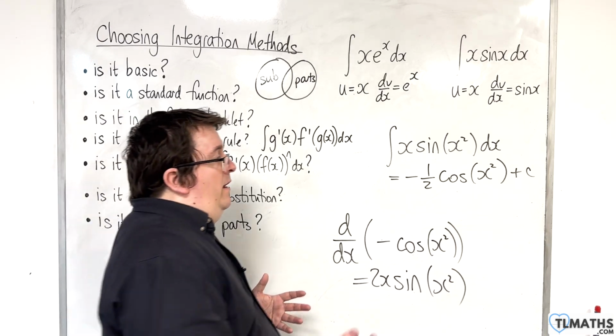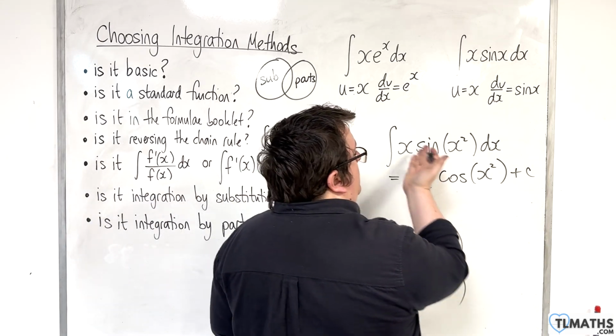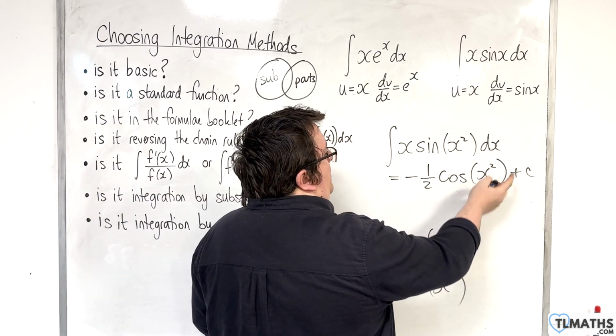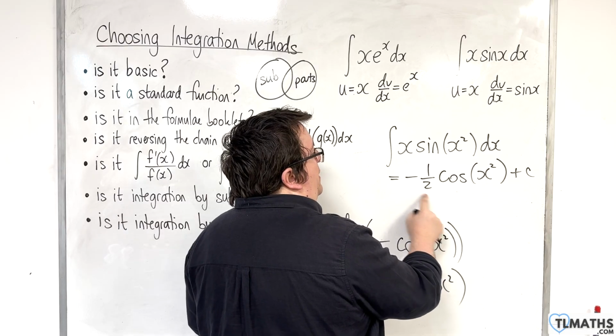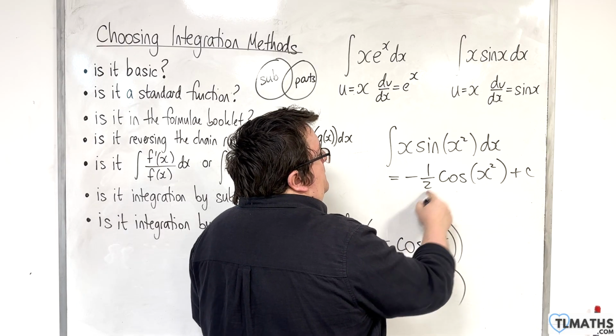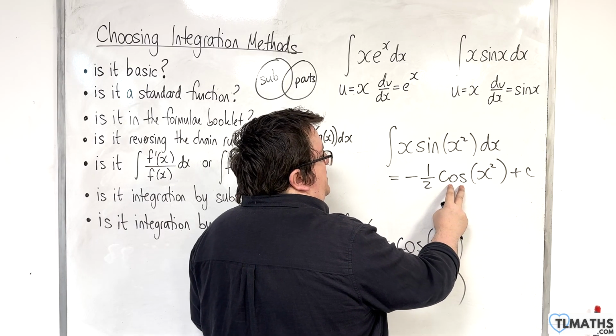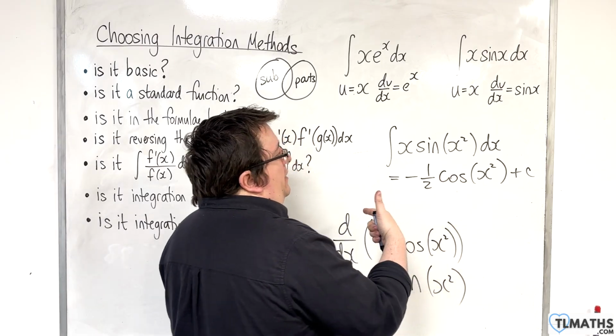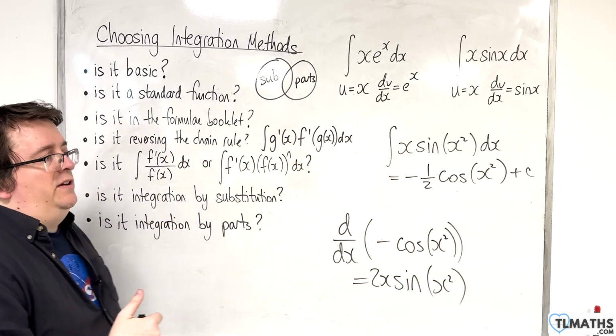We could double check it if you like. Try differentiating that back. Does it get to this? The derivative of the inside comes outside, so 2x multiplies with minus 1/2, so you get minus x, and then the cosine differentiates to minus sine, which knocks out the minus sign. And we get back to what we started with.